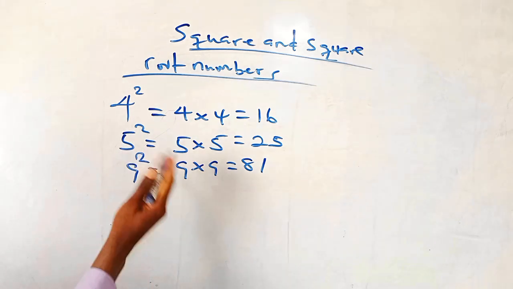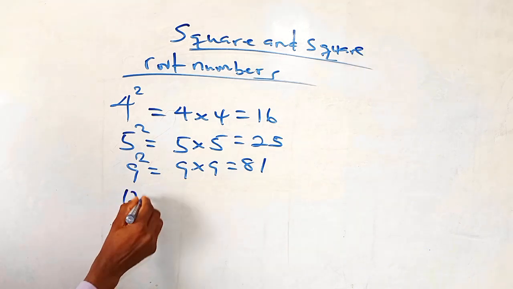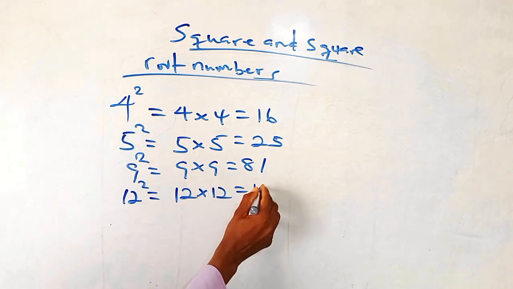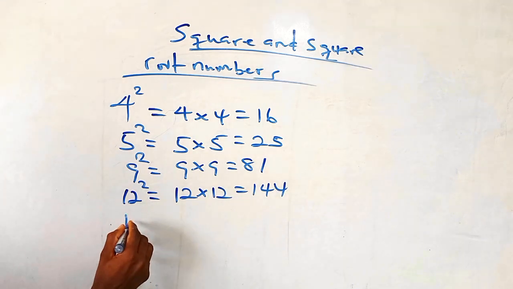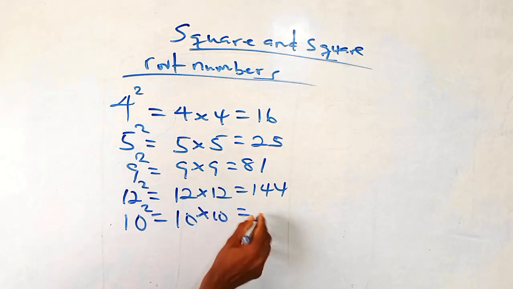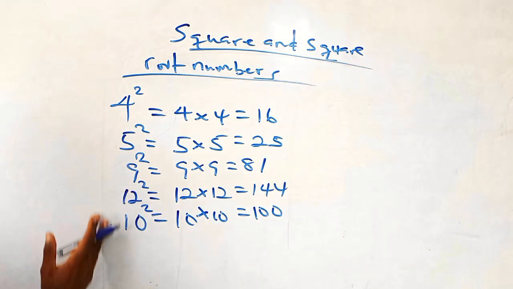And when we have higher whole numbers, like let's say the square of 12, we say 12 times 12, we have 144. When we solve 10 squared, you can say 10 times 10, we have this to be 100. So these are squares of numbers.